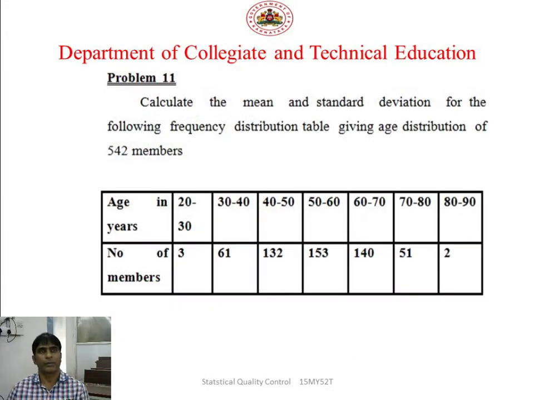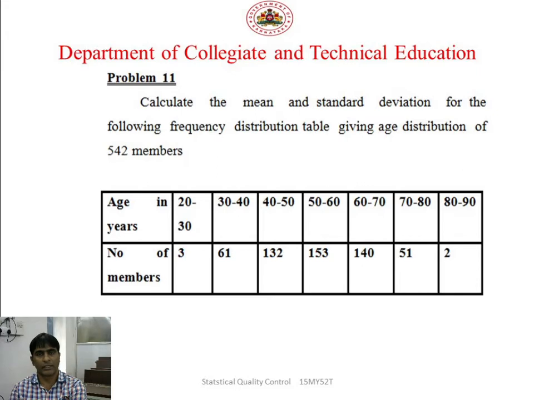Take down a problem. Calculate the mean and standard deviation for the following frequency distribution table giving the age distribution of 542 members. Here he has given the values of the age distribution of 542 members. You should calculate the mean and standard deviation. Note down the problem. Age in years: he has given the age of the members in years.